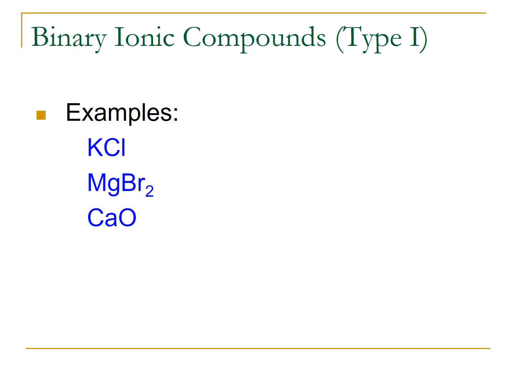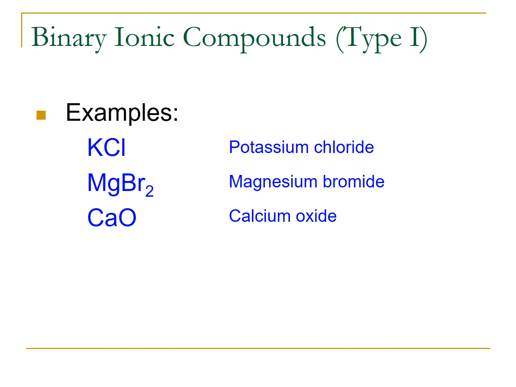Okay, so we have potassium chloride, remember the endings, we have magnesium bromide, and we have calcium oxide. Again, pay attention, the name of the metals is not changing. We're only changing the endings to "ide" for all the monoatomic ions.